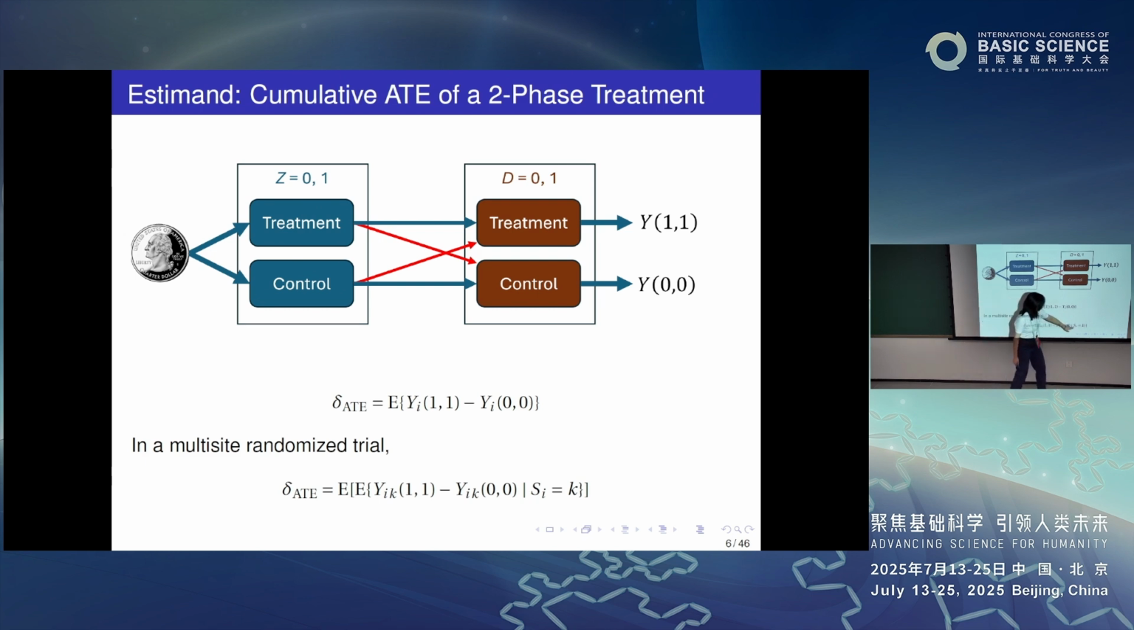Here, let's use S_i = k to denote that subject i's site membership is k. Basically, the first expectation is taken over the distribution of subjects i in site k. So this is the site k specific average treatment effect. And in the multi-site study, we're interested in on average how the treatment sequence does across sites. So you further take expectation, and this expectation is taken over the population of sites. So this is our focus in this talk.